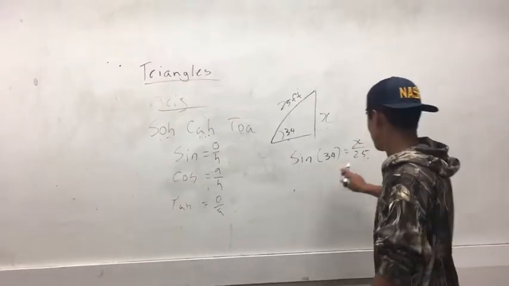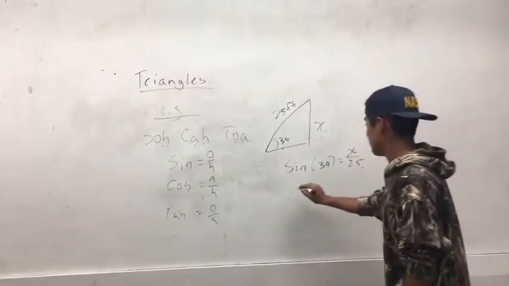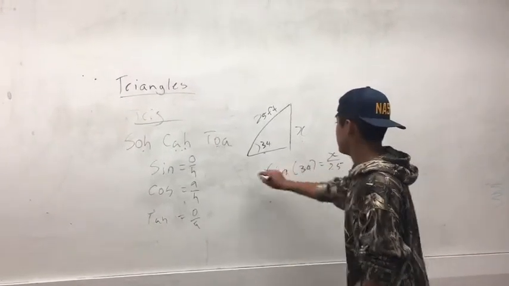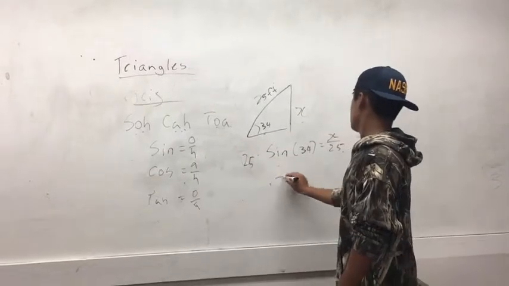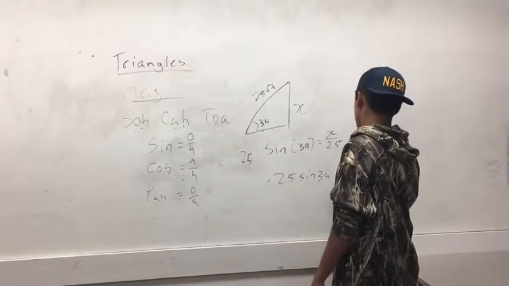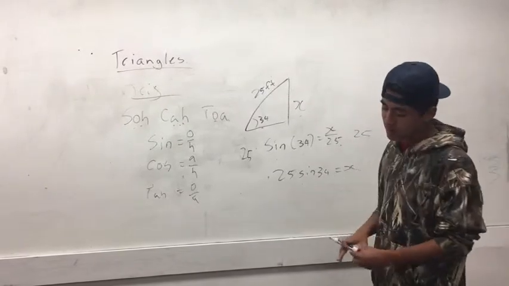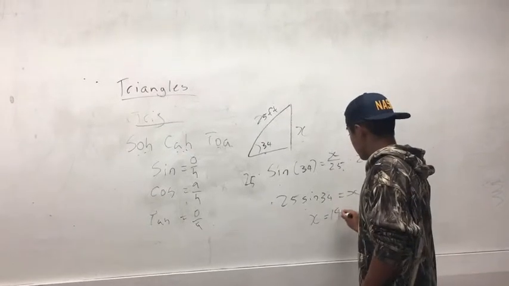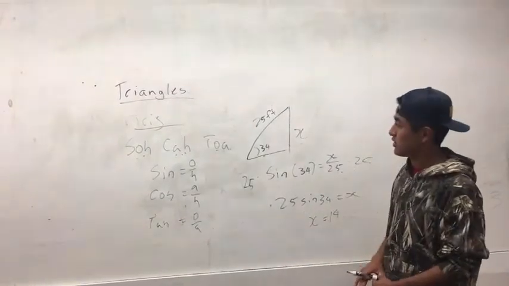So now, to get x by itself, we want this to be x equals, right? So we would multiply each side by 25, which gives us 25 sine 34 equals x. Plug that into a calculator, and it gives you 14. So that is trig.